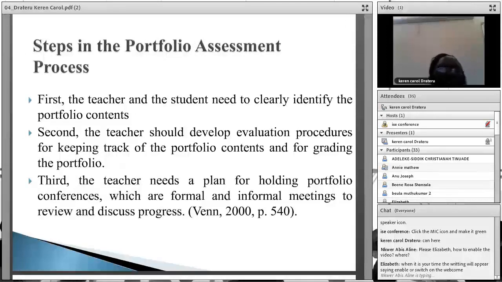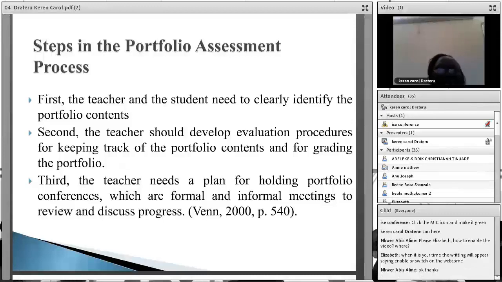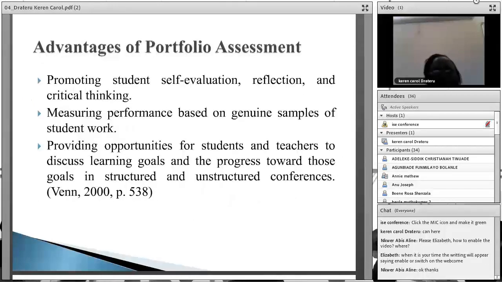The common steps in the portfolio assessment process are: first, the teacher and the student need to clearly identify the portfolio contents. Second, the teacher should develop evaluation procedures for keeping track of the portfolio contents and for grading the portfolio. Thirdly, the teacher needs a plan for holding portfolio conferences, which are formal and informal meetings to review and discuss the progress together with the learner.